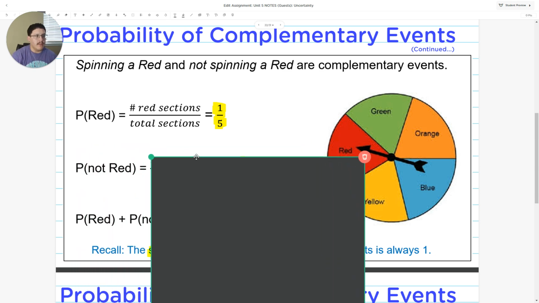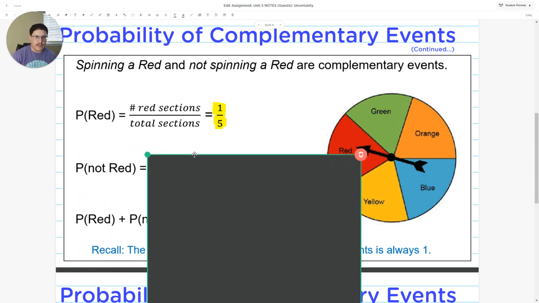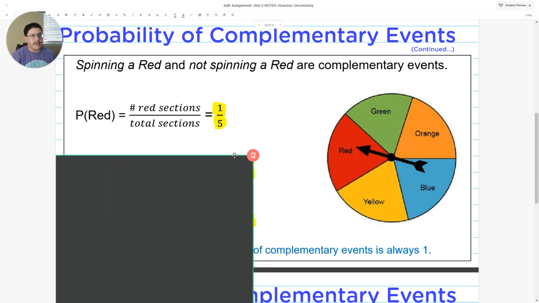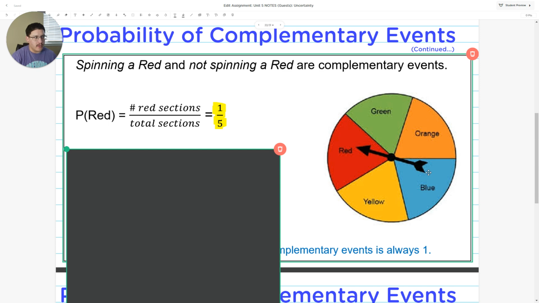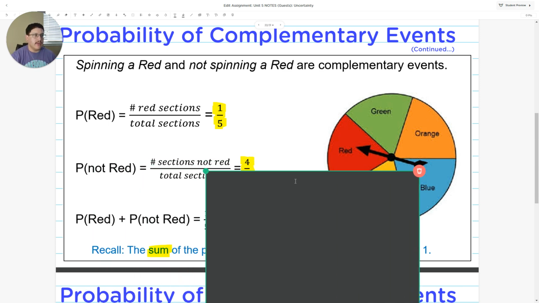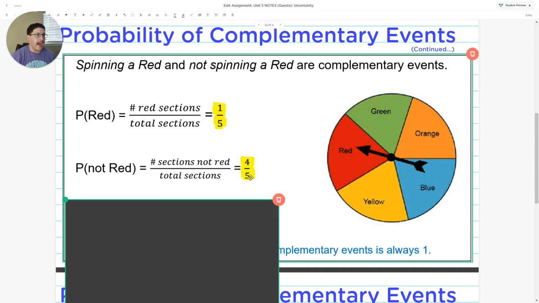What if I want to spin not red? What's the probability of not spinning a red color? Well, besides the 1 red, there are 1, 2, 3, 4 other colors that are not red. And so I have 4 out of 5 chances of not spinning red. Again, notice 1 out of 5 is red. 4 out of 5 is not red.